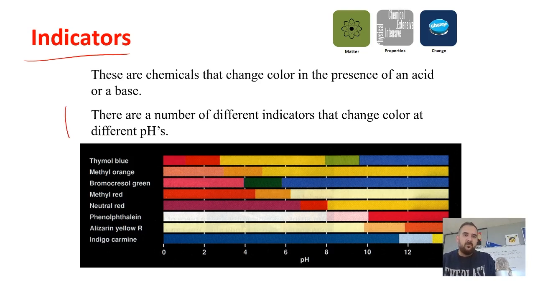Now over here we have a number of indicators. So you can see that there's a lot of indicators, and students very often ask, why do we have so many different indicators? So let's take a look at indigo carmine. So indigo carmine, anything between 0 and about 11.5, what color is that going to come out? It's going to come out blue. So it'll tell you if something is less than 12.